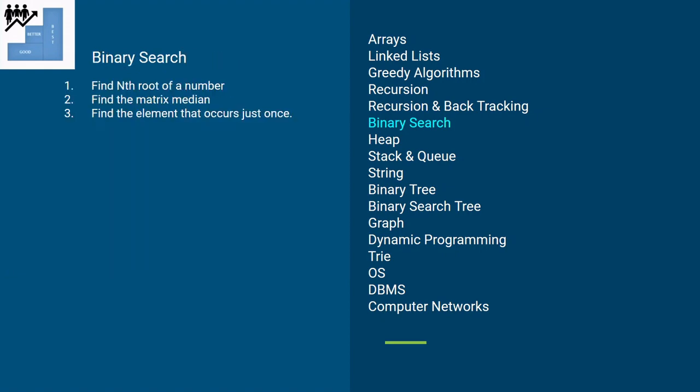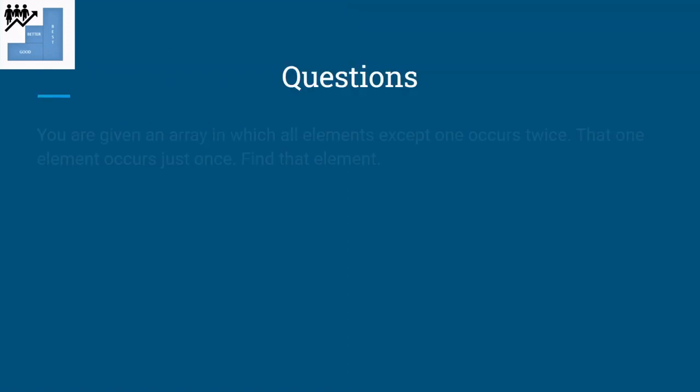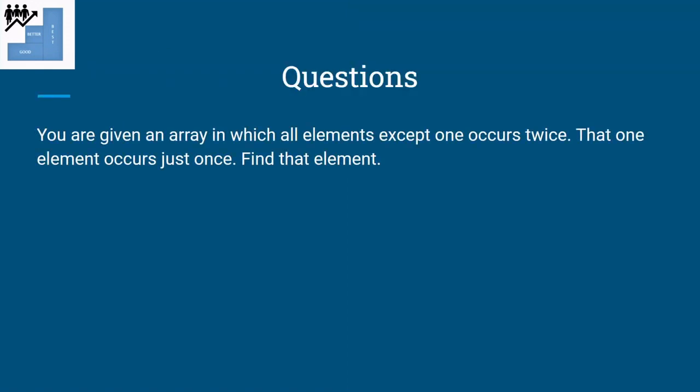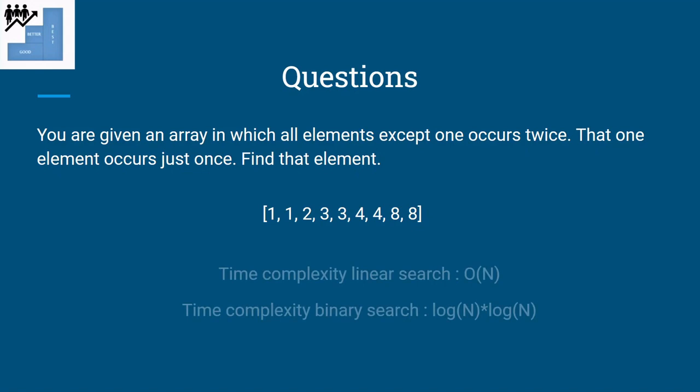Alright, so we have done two videos as of now in binary search, and this is going to be the third video. So what is the question? You are given an array in which all elements occur twice except one element which occurs just once. We need to find that one element which occurs just once. For example, if this is the input given to you, then 2 is the answer.